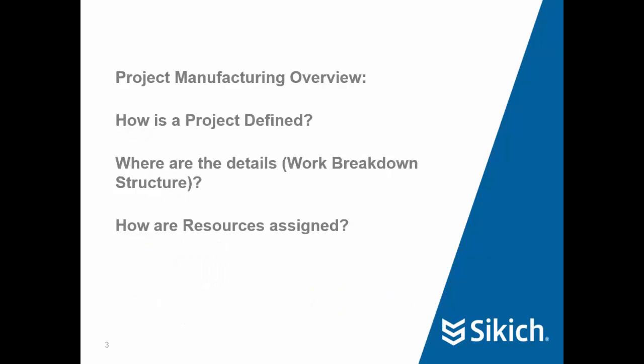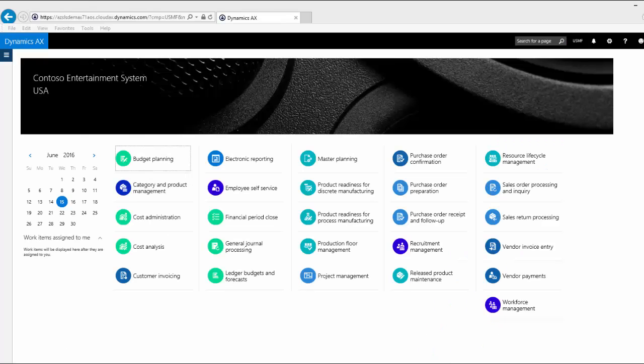What I'd like to cover in this quick overview is to show you how projects are defined in the new Dynamics AX, where the details of the project or the tasks are defined, also known as the work breakdown structure, and finally how resources are assigned to those WBS elements. Let's move over to the new Dynamics AX. This is the homepage of the new Dynamics AX.